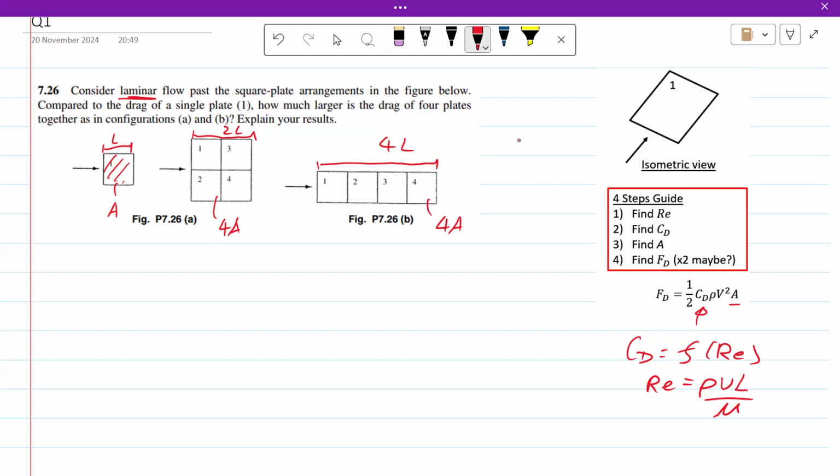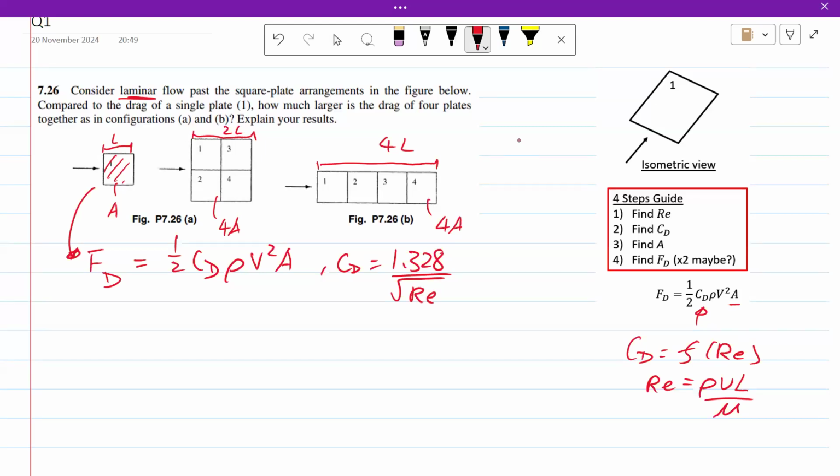So start with the one block. FD equals half CD rho V squared A. Pretty straightforward. CD is equal to 1.328 divided by square root of RE. Again, this will either be provided in your crib sheet, or if you're allowed to have an A4 sheet, then I recommend just bring it in. Remember, this only works for a flat plate in laminar flow. If it's turbulent, you're going to use the other equations.